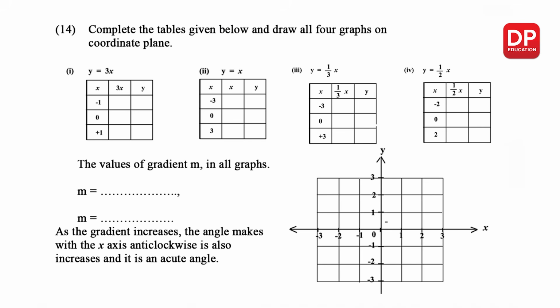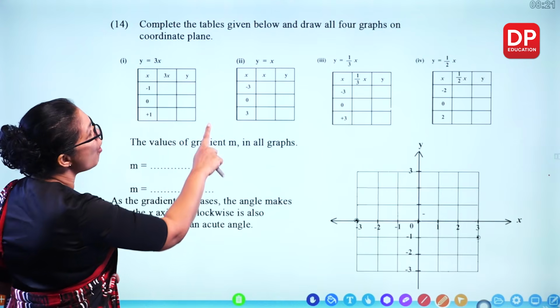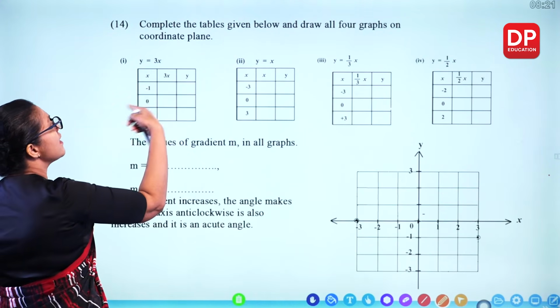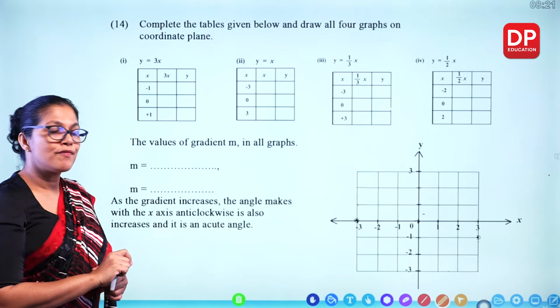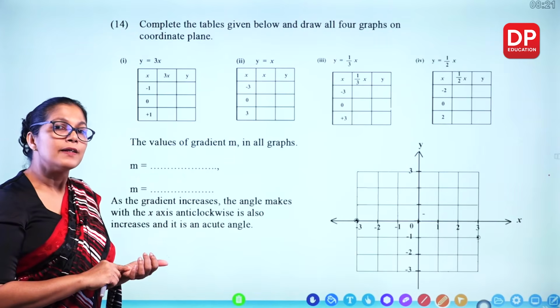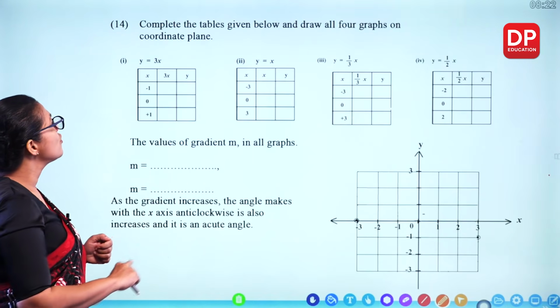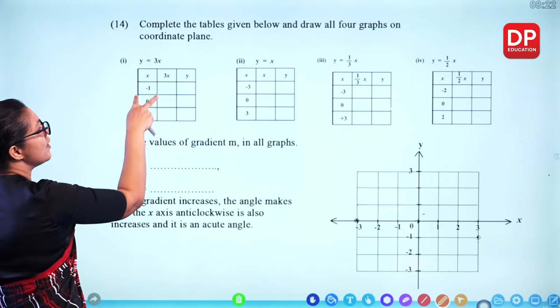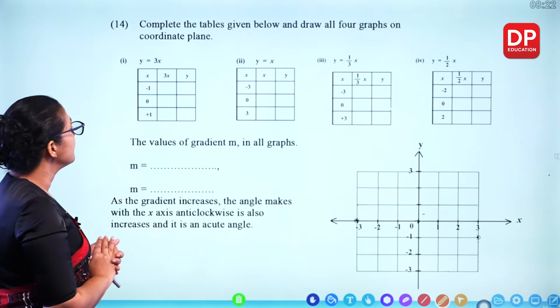Now look at this one. Complete the tables given below and draw all 4 graphs on a coordinate plane. So on one coordinate plane, you have to draw all 4 graphs. To draw a graph, you first need to take your own x values. What's the minimum number of points you need? 3 points, not 2. For sketching a graph you need 2 points. So we'll take -1, 0, 1 there and find the y value. So you get 3 coordinates, ordered pairs, mark them and then join the line.